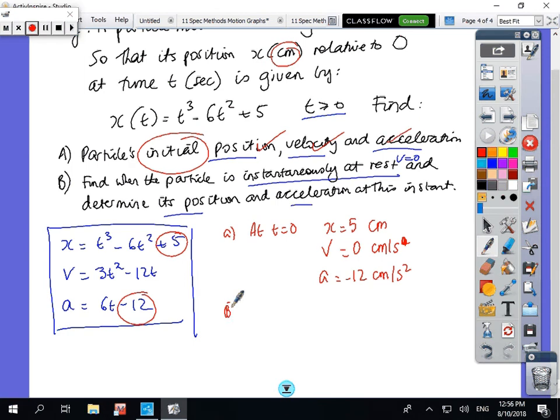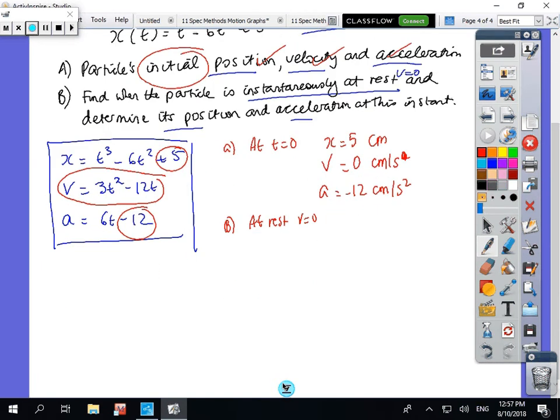Part B, at rest v equals 0. So we look at our v formula: 3t squared minus 12t equals 0. It's a quadratic, so we have to factorize: 3t(t minus 4) equals 0. And so there are two times: t equals 0, and t equals 4. So when is the particle at rest? At two times, 0 and 4.